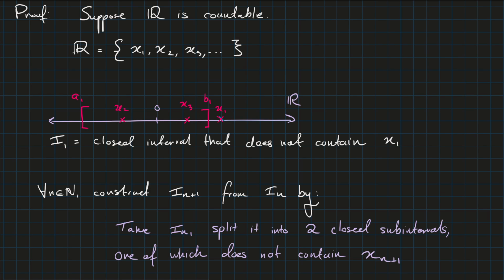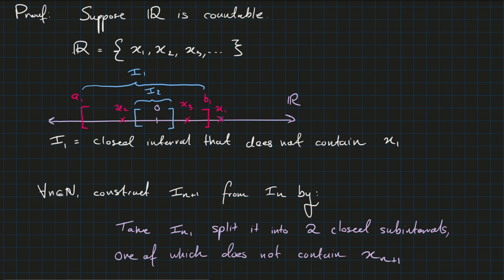That means I take this interval right here. That interval right there is our I1. To construct I2, I split this in two. I split this interval in two. It doesn't matter, but I take a closed subinterval within it that does not contain x2. Now you see x2 is in this subinterval, right? But what I can do is I can just take maybe this, right? And that right there is my I2. It is a subinterval of I1 that does not contain x2.